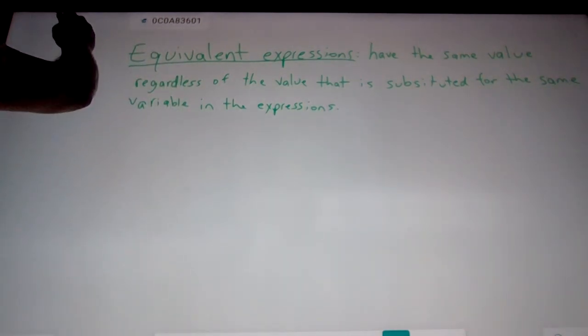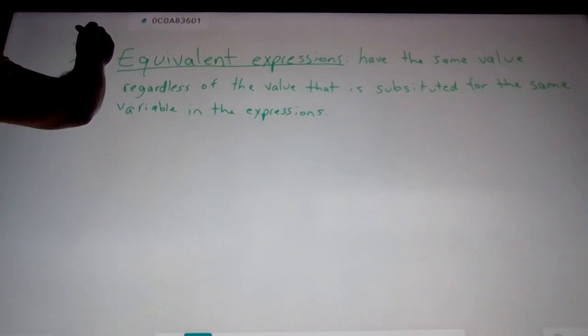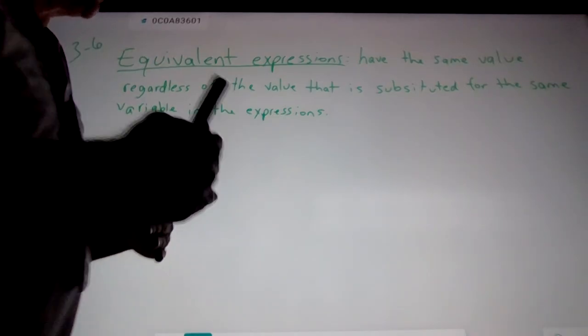Okay, today we're on 3-6. We're going to be working with equivalent expressions. Equivalent expressions are two expressions that have the same value regardless of the value that is substituted for the same variable in the expressions. Okay? So as you progress, you'll kind of see some of that and exactly what that means.